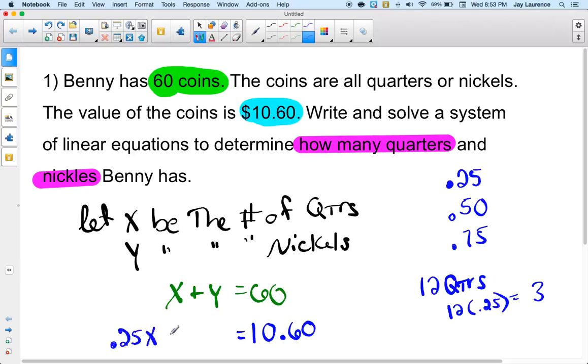And then to get the money from the nickels, I'm going to take the value of the nickel, which is 5 cents, and multiply by the number of nickels, which I don't know, but we're calling it y. And there's your system.